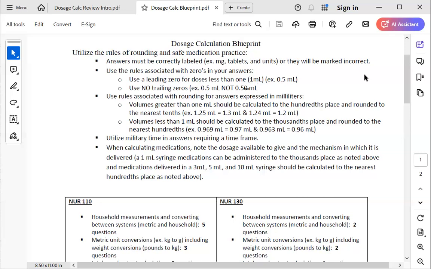I don't know of any students who have missed points because of the zeros, but I think it's just because most students already know that they wouldn't think to do that. But the reason it's in the blueprint is because other students have made that mistake of putting it there. So just letting you know that's why that is the way it is.